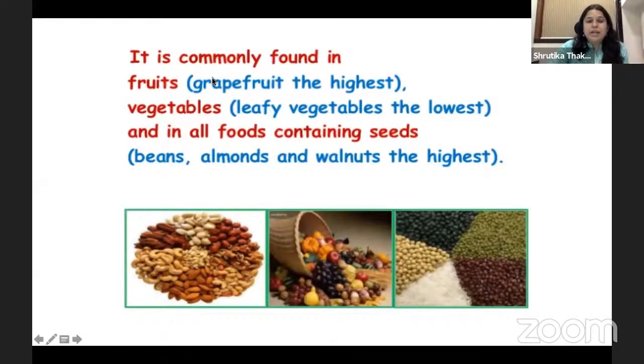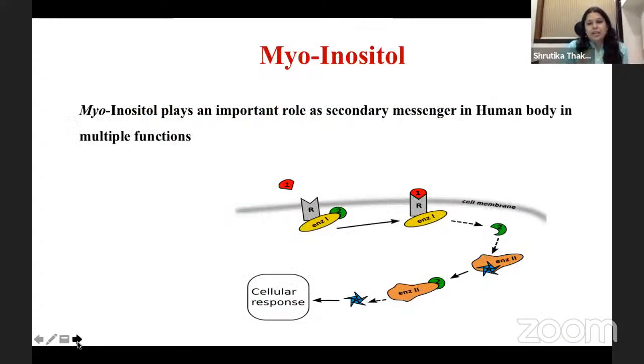Myo-inositol is available in our fruits and vegetables also. Grapefruit, that is kharbuza or tarbuza, has a very high amount of myo-inositol. All the foods containing seeds such as almonds, walnuts, beans, have a very high amount of myo-inositol. So telling your patient to include these things in the diet is a very, very good advice to give your patient. As I mentioned before, it is a secondary messenger in the human body.